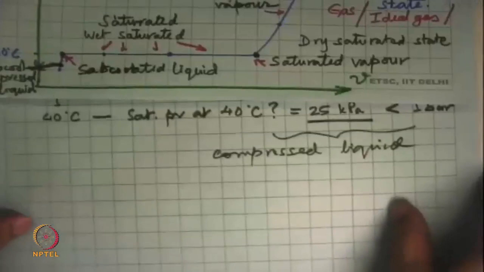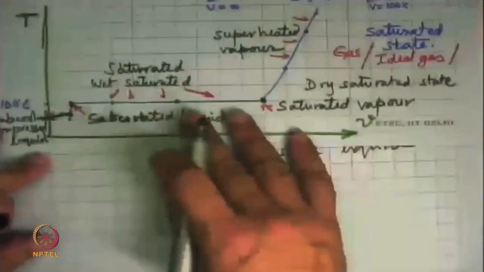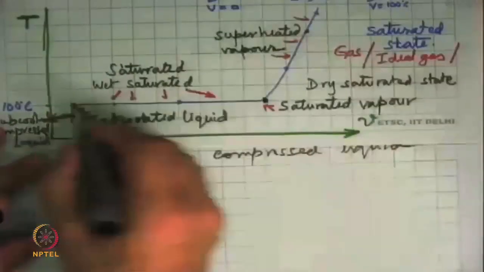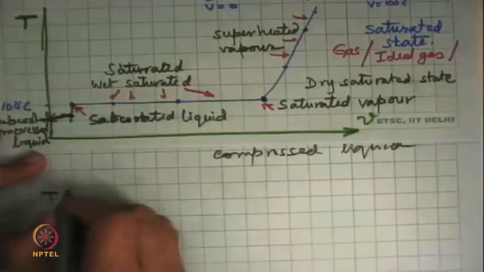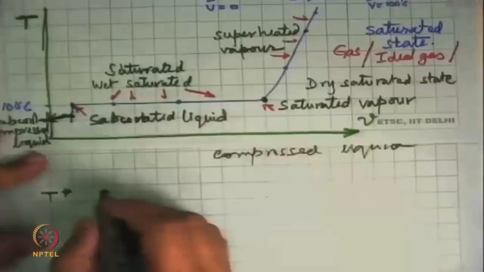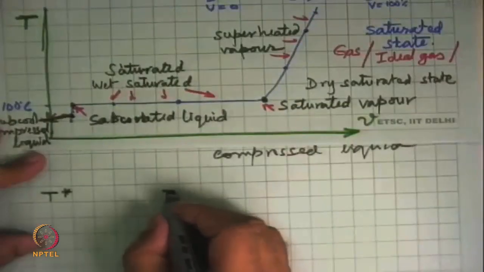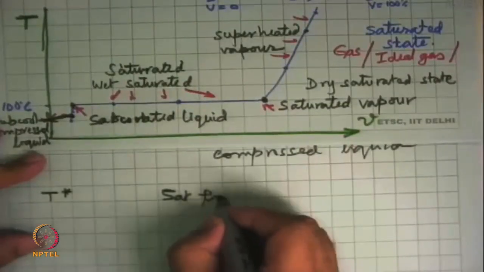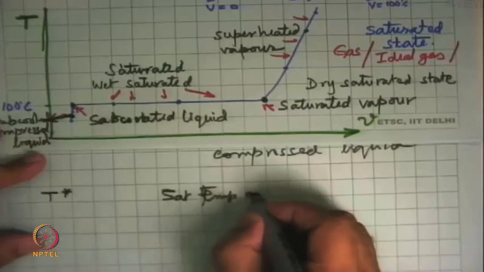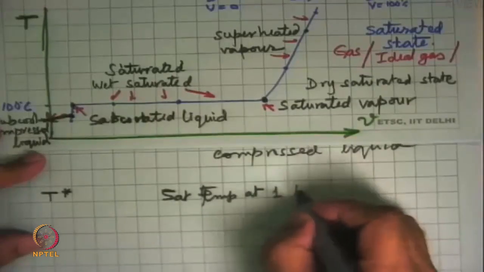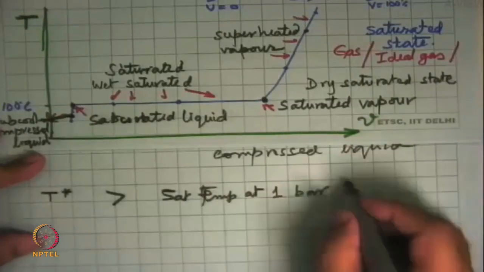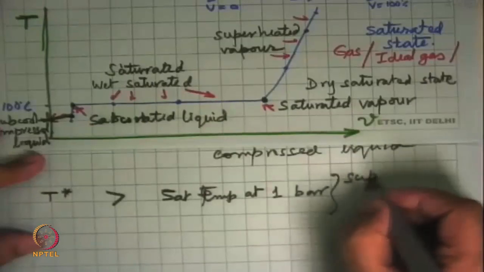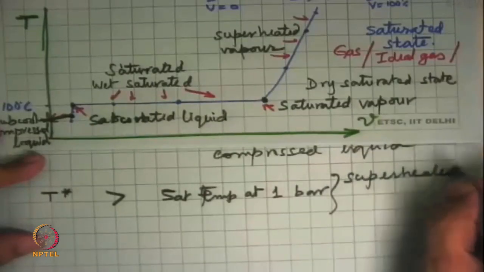And we take that analogy a little further, and we come to the superheated vapor state. And what one sees here is that in all these cases the temperature is more than this temperature. So if the temperature T star at any state here is compared with the saturation temperature at that pressure at 1 bar, this temperature is more than the saturation temperature. This tells us that this is a superheated vapor.